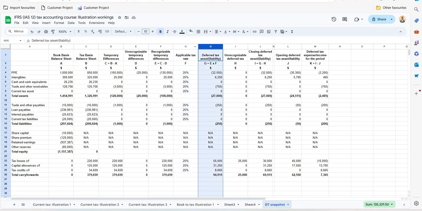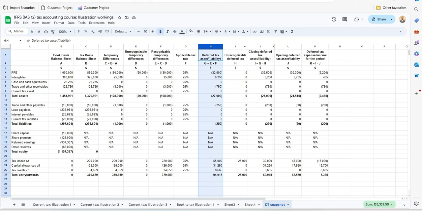But that takes us to then deferred tax, because deferred tax is the product, or multiplication, of your recognizable temporary difference and your applicable tax rates. You can see the formula there. G equals E times F. And that's how I have computed the deferred tax asset or liability at the end of this period. So assets are not in brackets, liabilities are in brackets.